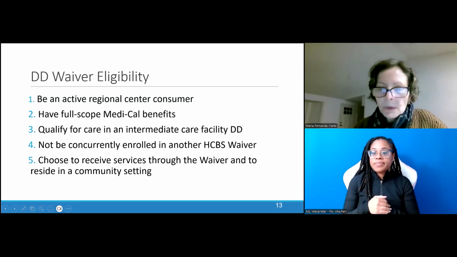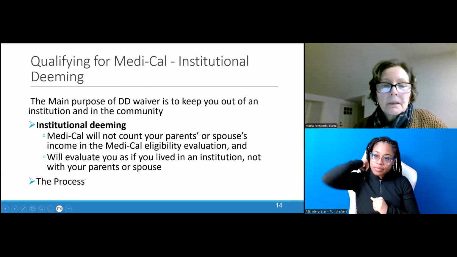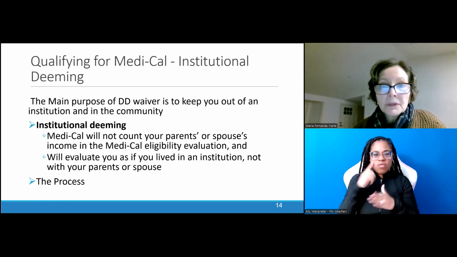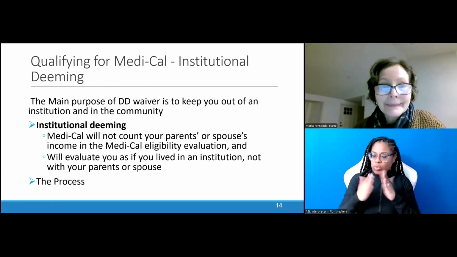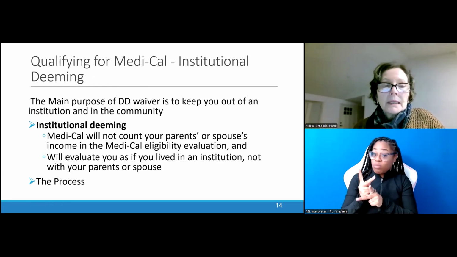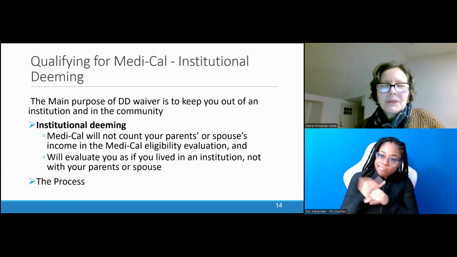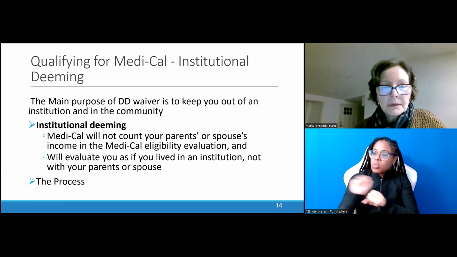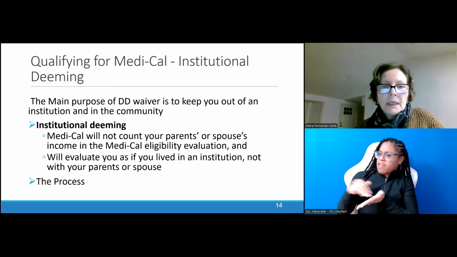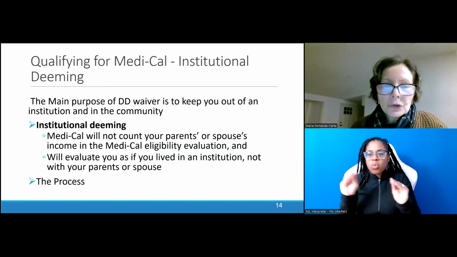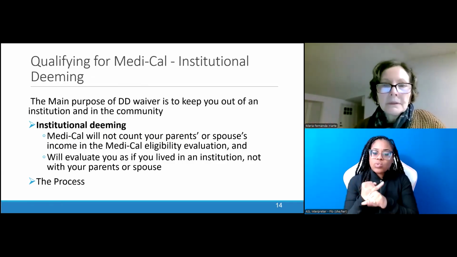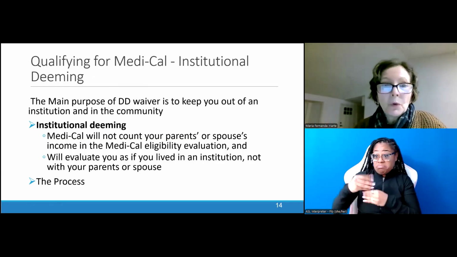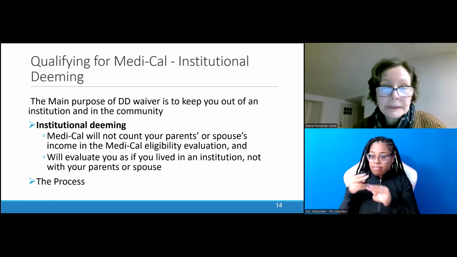And so the main purpose of all these home and community-based services waivers is to keep you out of an institution and in the community. Sometimes when I was doing casework, I would ask, well, what waiver are you on? Well, I'm in the institutional deeming waiver. There's no such thing as an institutional deeming waiver. As you've seen in the list of waivers that are available in the state of California, you didn't see a waiver called institutional deeming waiver.